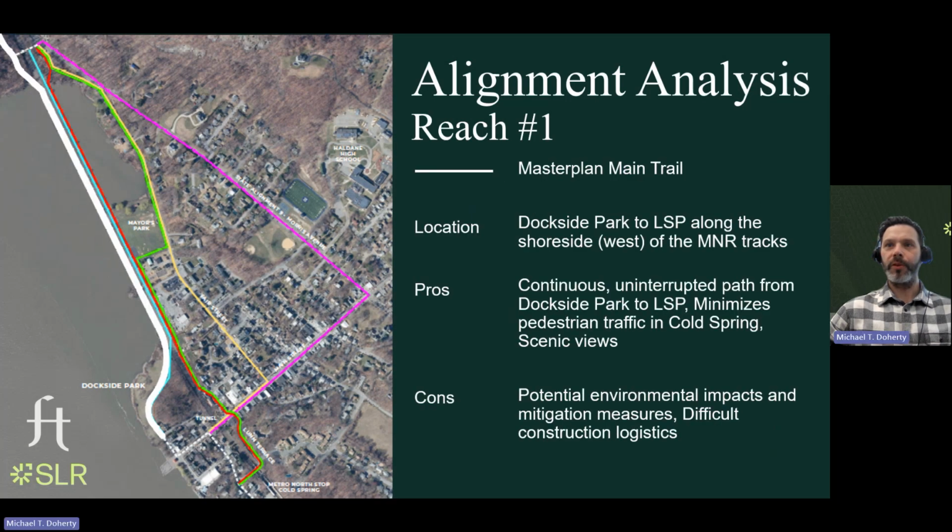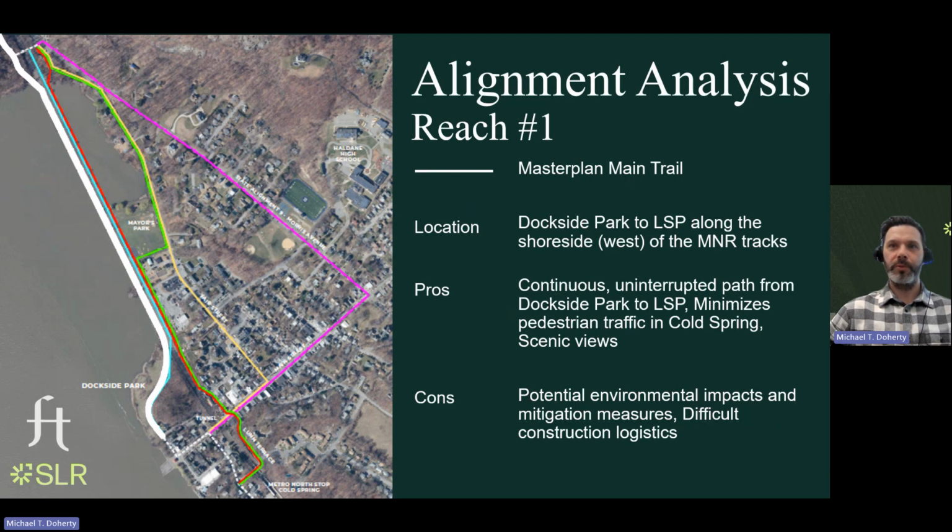The alignments include the current master plan main trail that is defined as the project action for the environmental impact statement. That means all other alignments are judged as potential alternatives to this route. This remains the case throughout all 4 reaches. The master plan route begins at Dockside Park and follows the shoreline on the west side of the Metro North Railroad tracks to reach Little Stony Point.